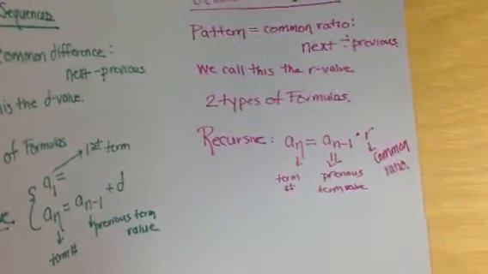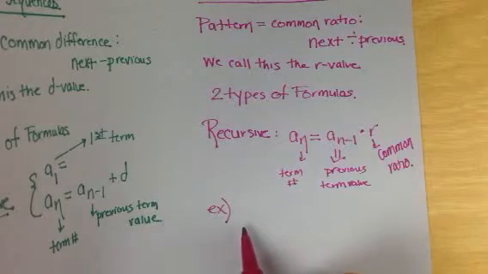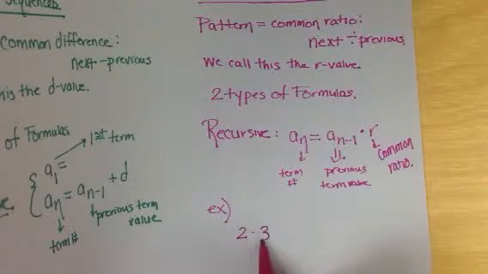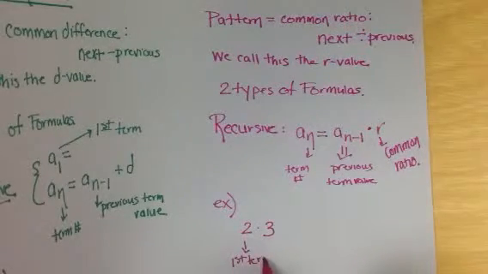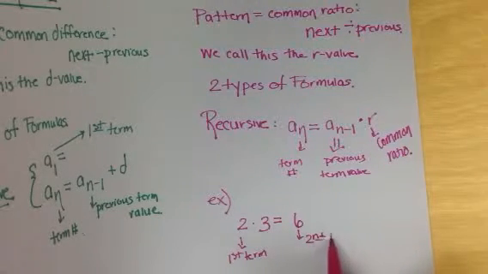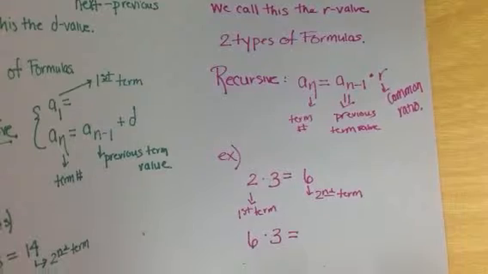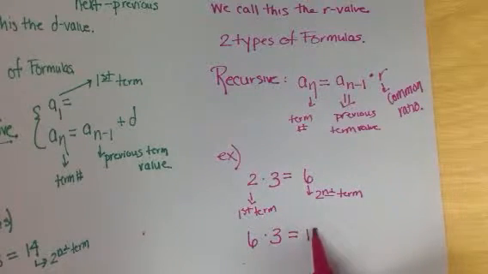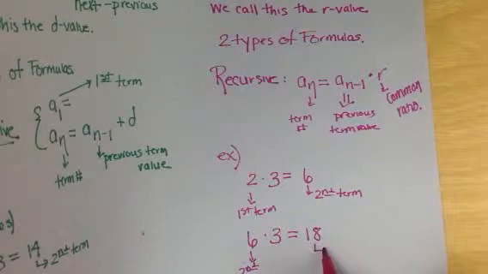So here's an example of how we would use this. So let's say we have 2 times 3. 2 is going to be your first term. 3 is going to be your common ratio, and you get 6, which would be your second term. So in order to find the third term, you have to use your second term, which is 6, and times it by 3, and you're going to get 18. So here's your second term, 3 is your common ratio, and you end up with your third term.